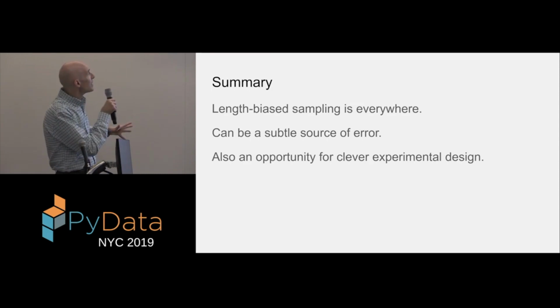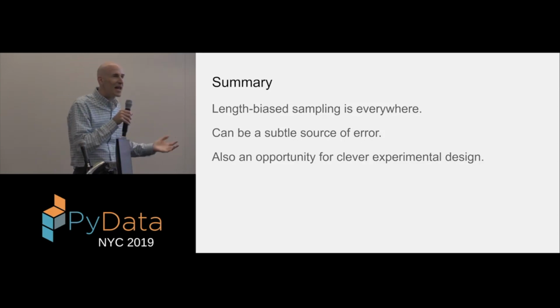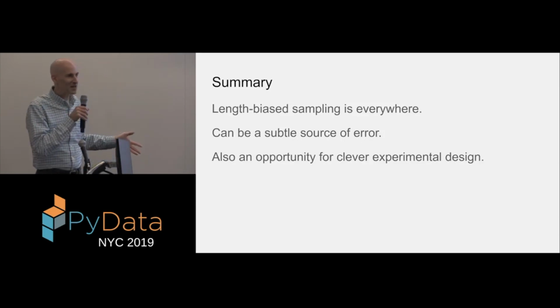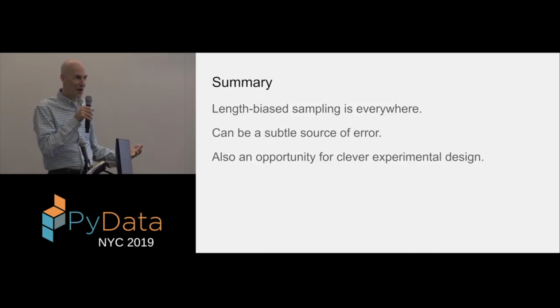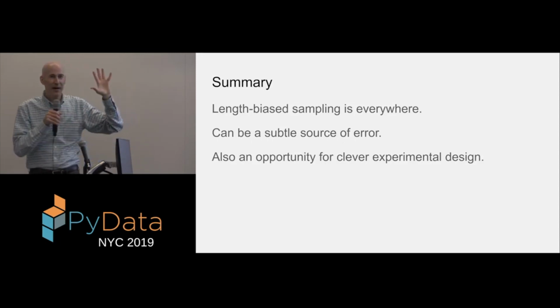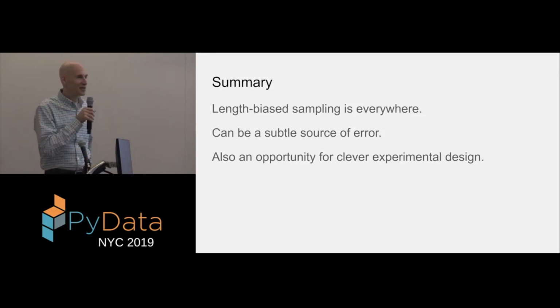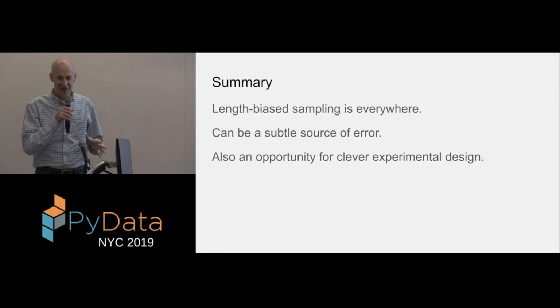So to summarize, again, this kind of length-biased sampling pops up in a lot of domains. And it has different names in different domains. But my impression is that it's not super well known. But once you become aware of it, you start to see it everywhere. And you can think of it as a chance to do some clever experimental design.